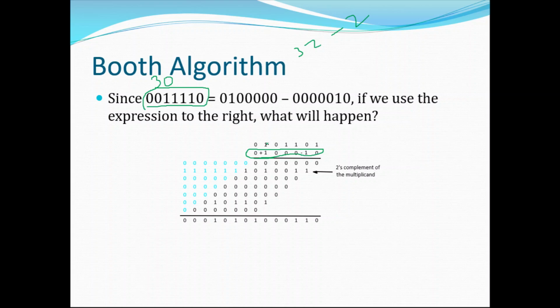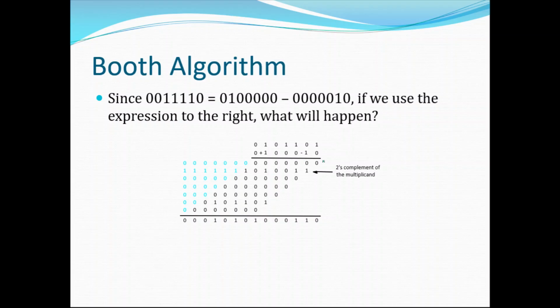So this 1 is nothing but 2 to the power 5: 0 1 2 3 4 5. And this one is 2 to the power 1, and there is a negative sign. So it is 32 minus 2, which is nothing but 30. Now there is a negative number, minus 1, included. So how we will perform multiplication, that we will see.